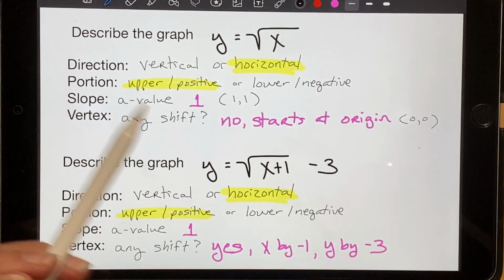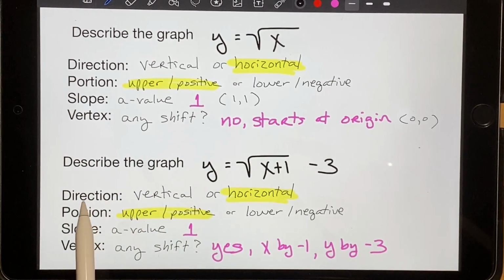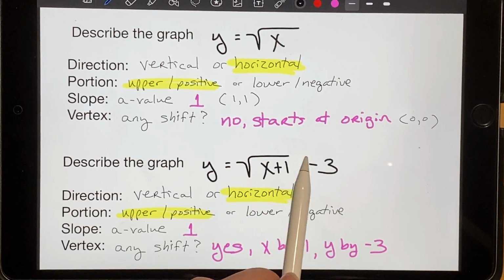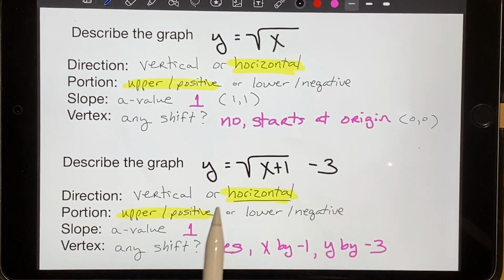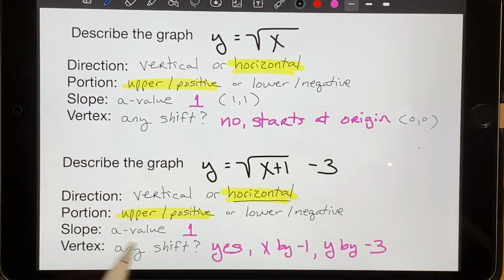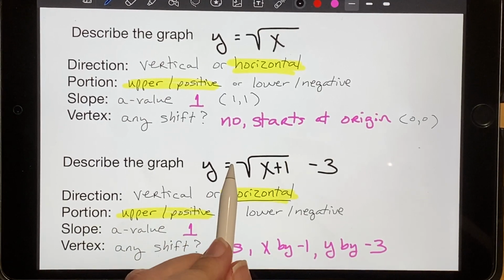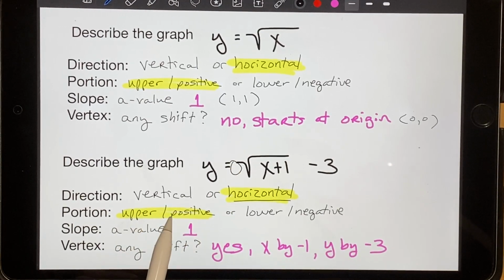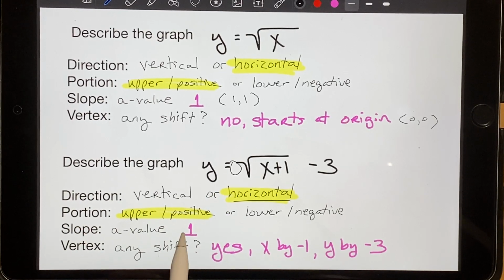When we add things, we start at the beginning. What direction is it? It's a root function, so it's going to be that horizontal wrapped around the x-axis graph. My A value here is a 1. It's unseen 1, so it's going to be the upper portion, and positive. Again, my slope is 1, so I'm moving up 1 over 1 from wherever my vertex is. So let's look at it.